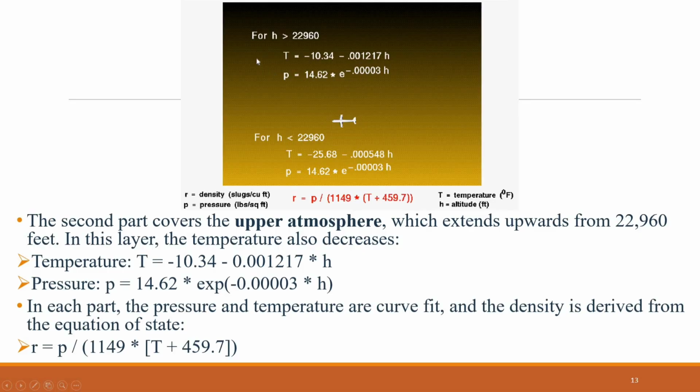The second part covers the upper atmosphere, which extends upwards from 22,960 feet. In this layer, the temperature also decreases.